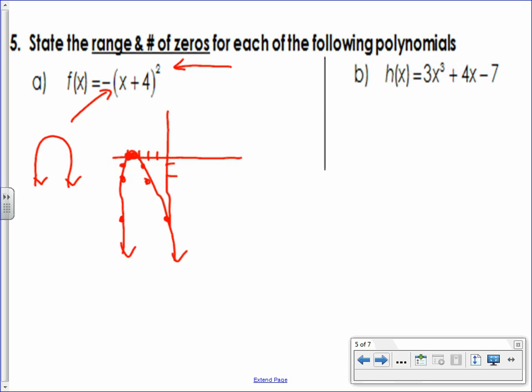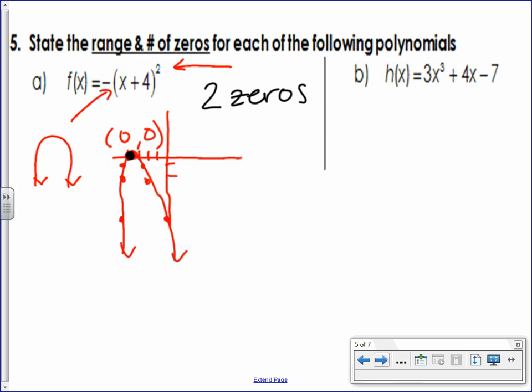So the number of zeros for that polynomial, it comes up to 0, 0, and then it shoots right back down. This is a double 0. I know it's an ugly graph and it's hard to see, but this is actually a double 0. It comes up and it goes down. So my number of zeros, I've got 2 zeros, because I got a double 0 right there.